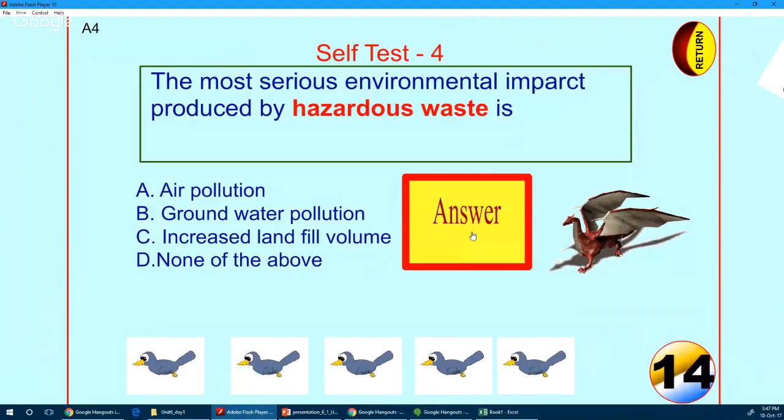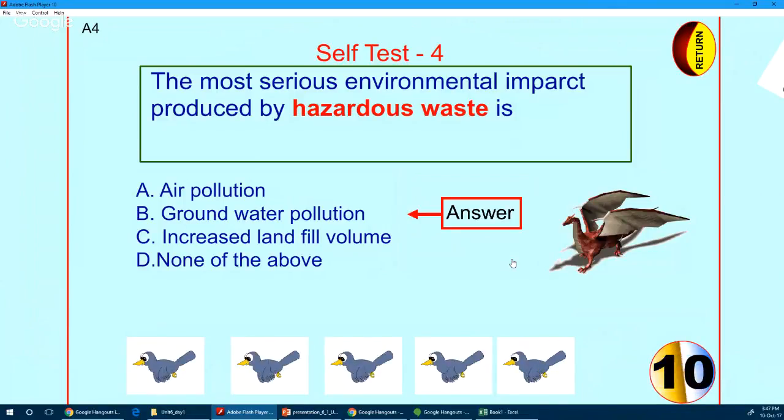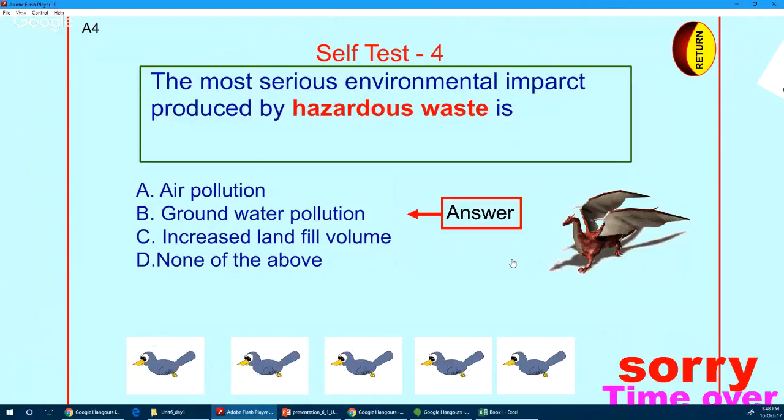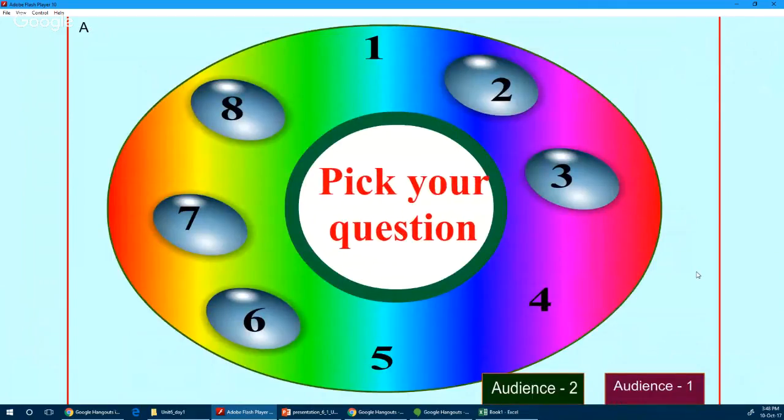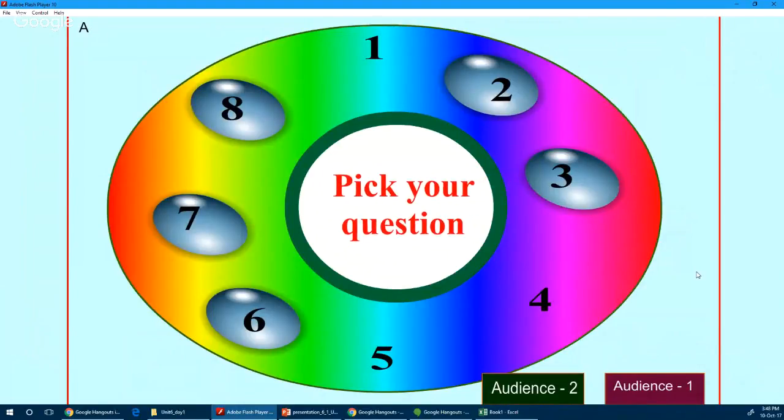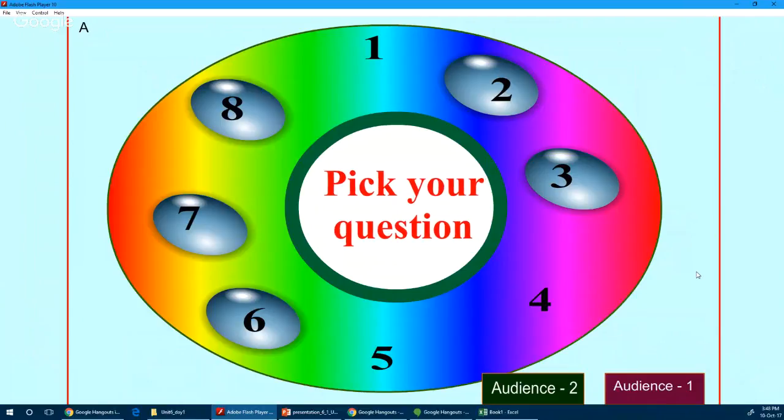You go for D, but that's not the right answer. The groundwater pollution is the most serious impact of the hazardous waste. That is waste entering into the groundwater, which we will be consuming later for drinking. You can pick your next question. 2, 3, 6, 7, and 8 are there.